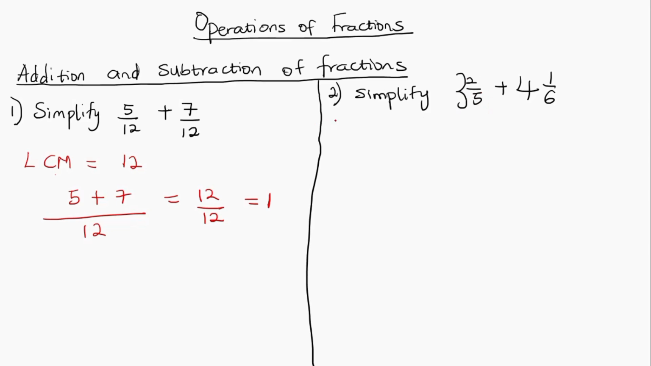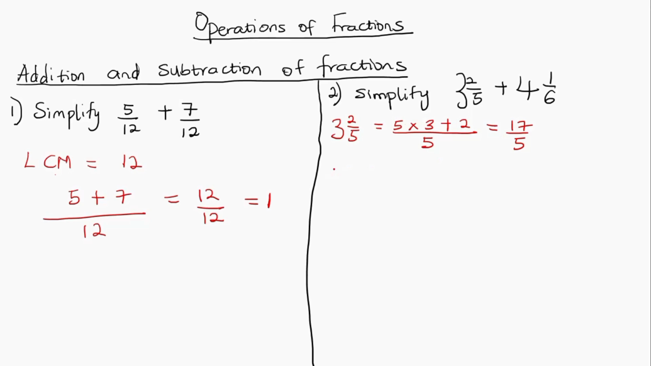We have 3 whole number 2 over 5. Converting this to an improper fraction is simply you multiply the denominator by the whole number, then you add the numerator, which is 5, the denominator, times 3, the whole number, plus 2, the numerator, over the denominator, which is 5. This is going to give us 5 times 3 is 15, 15 plus 2 is 17 over 5. So this is the improper fraction of this mixed number.